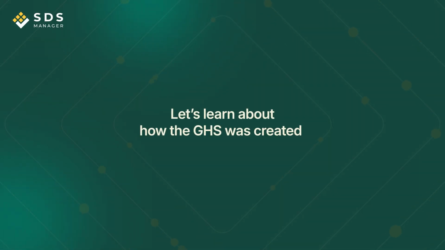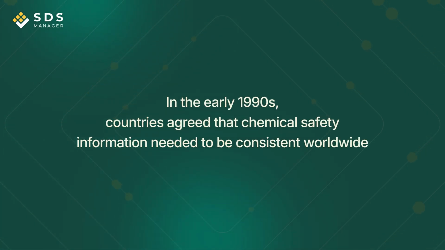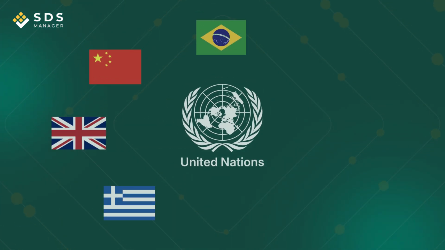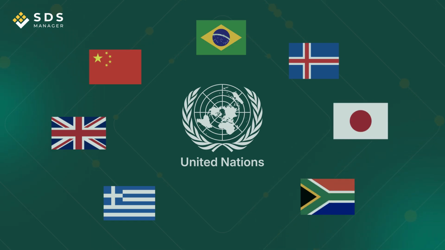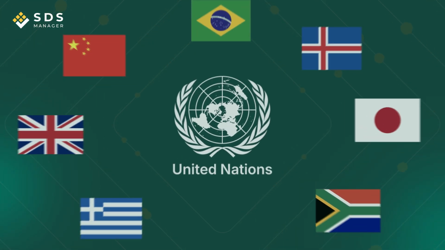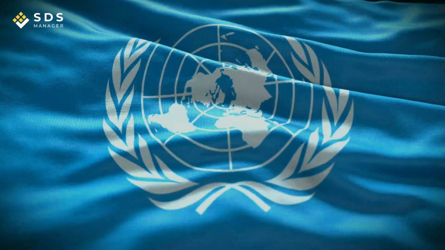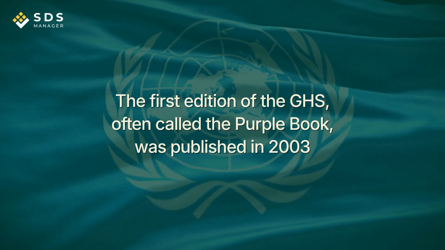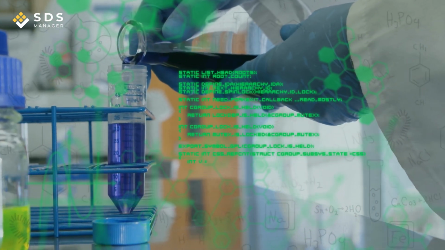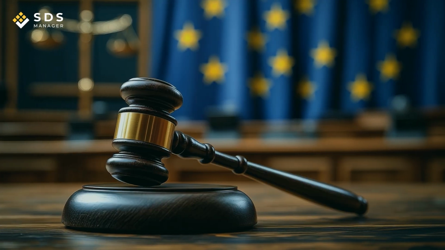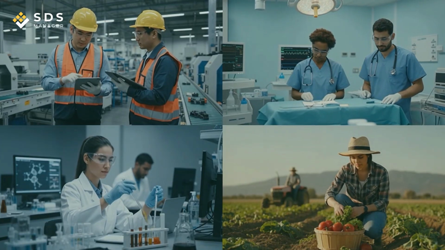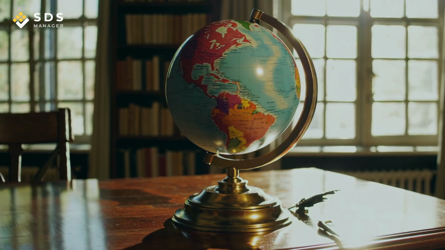Let's learn about how the GHS was created. In the early 1990s, countries agreed that chemical safety information needed to be consistent worldwide. The United Nations coordinated the effort, bringing together experts from labor, health, transport, the environment, and industry. International organizations contributed methods and guidance. After years of technical work and negotiation, the first edition of the GHS, often called the Purple Book, was published in 2003. Since then, it has been updated regularly to keep the science and guidance current. Today, many countries have built GHS into their own laws, sometimes with small local differences. But the core idea is the same: a shared global system.